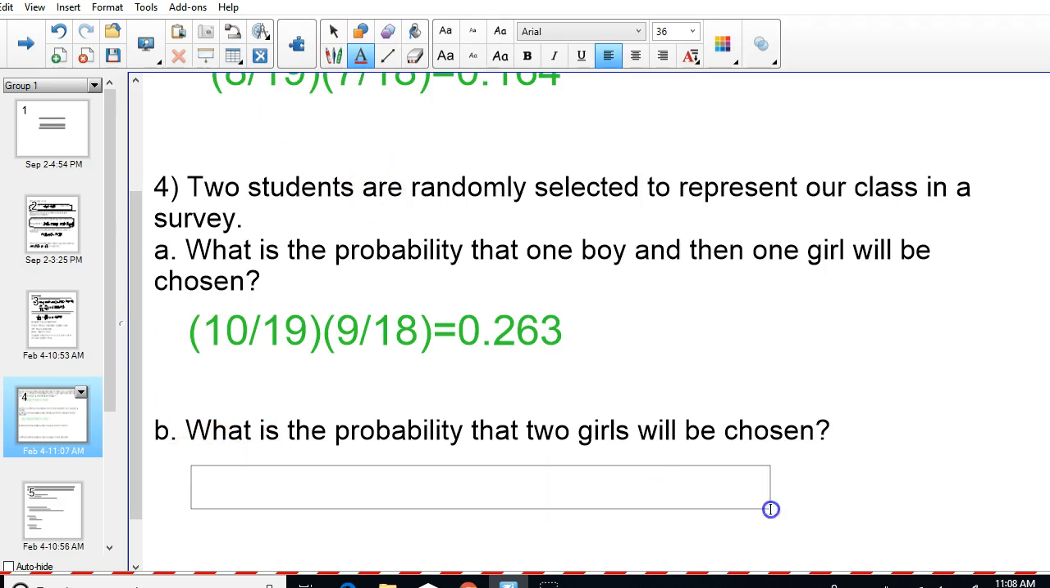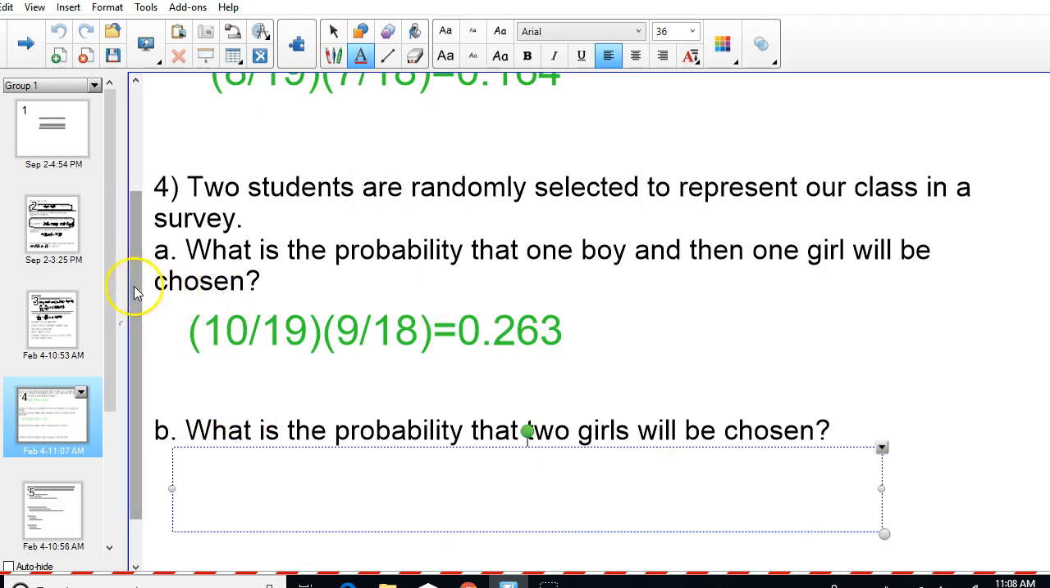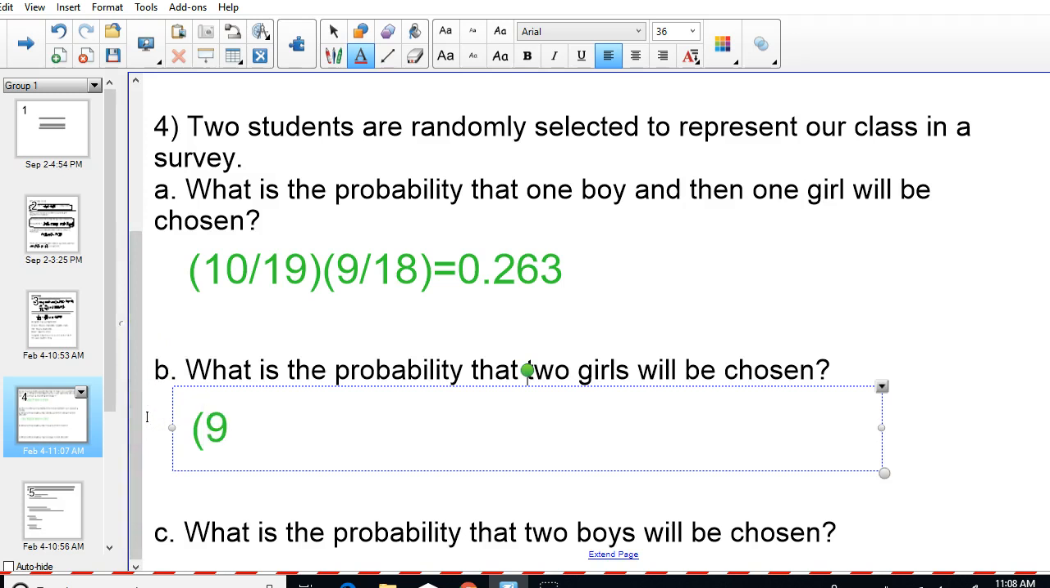Okay, what is the probability that 2 girls will be chosen? So we'd start with, we've got 9 girls out of 19. What would we multiply that by? 8 out of 18. 0.211.